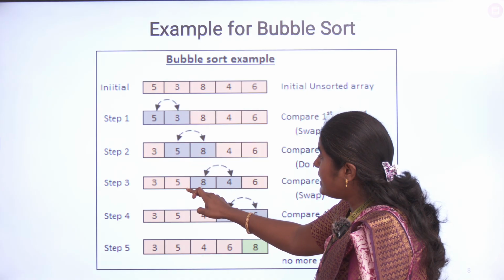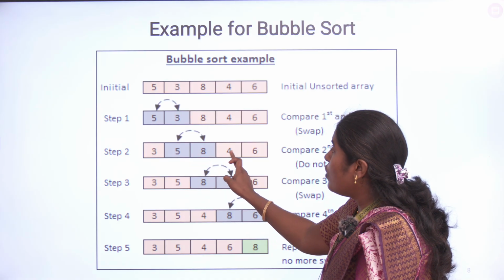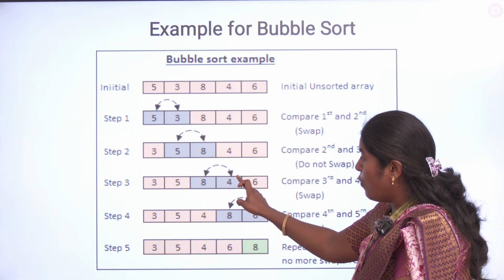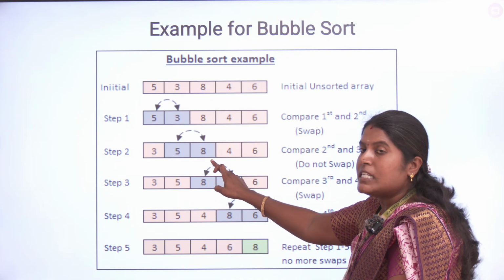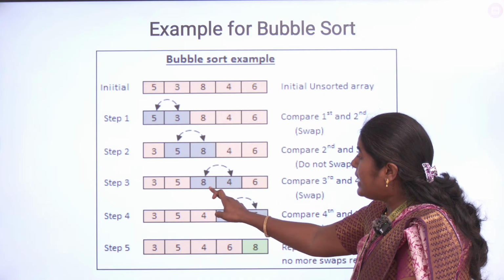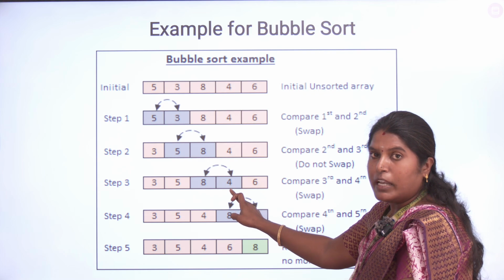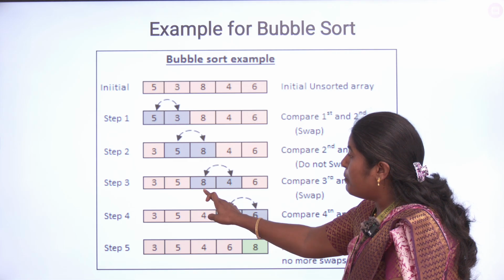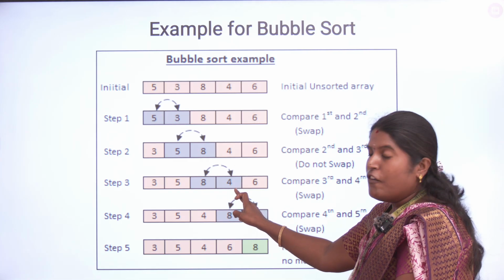When we move on to the next step, we compare the fourth element with the third element. The fourth element present in the list is 4, and the third element present in the list is 8. When we compare these two elements, we could see that 8 is greater than 4. So ultimately we have to perform swapping. 4 is moved to the third position and 8 is moved to the fourth position.